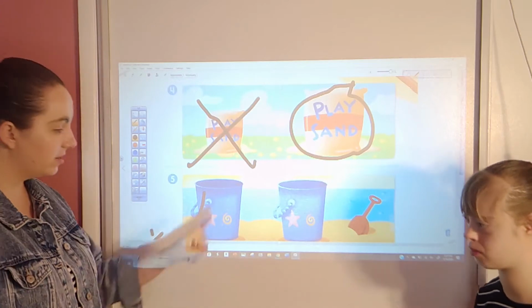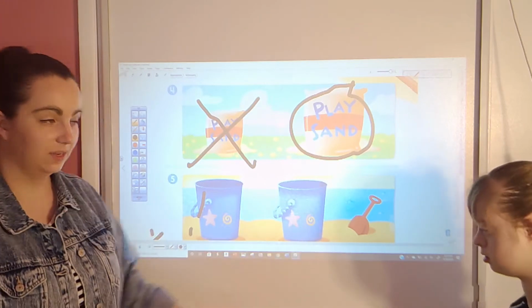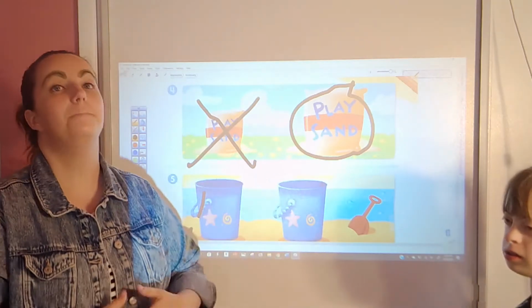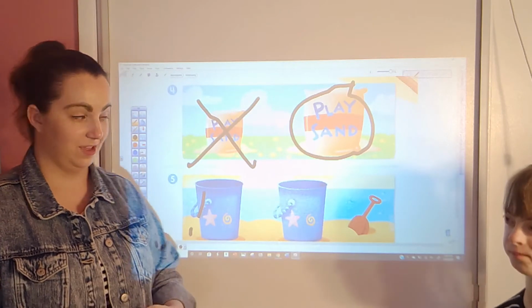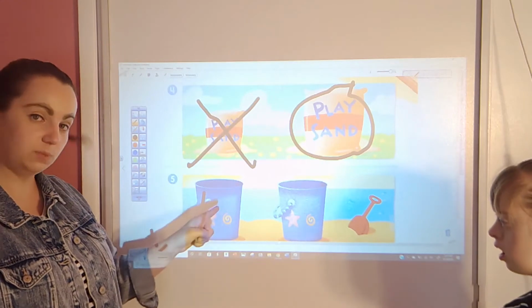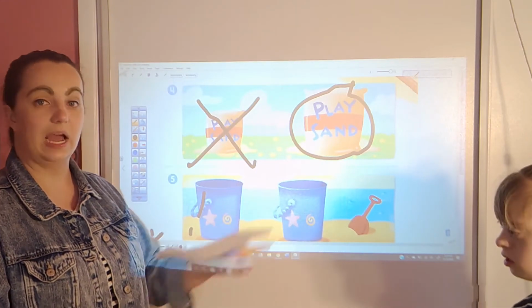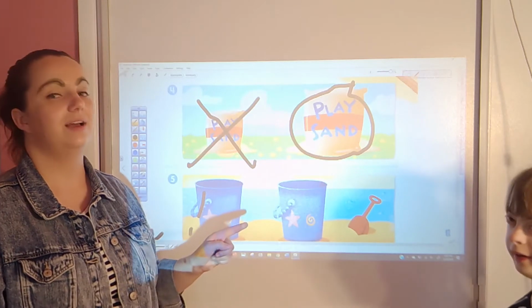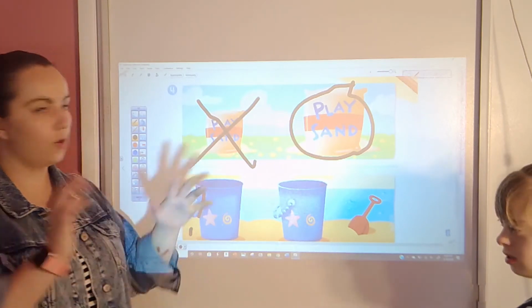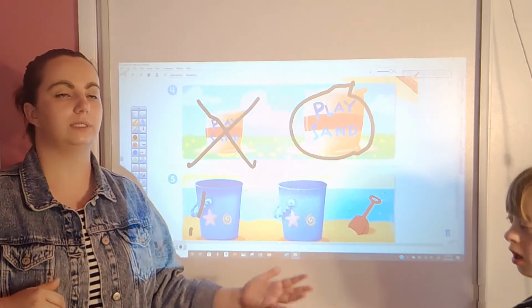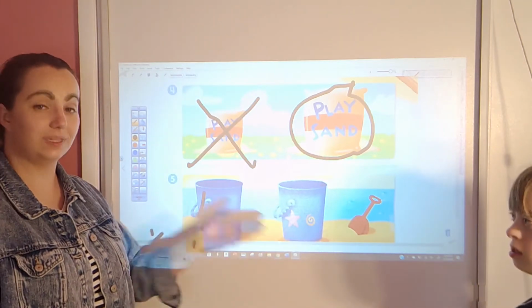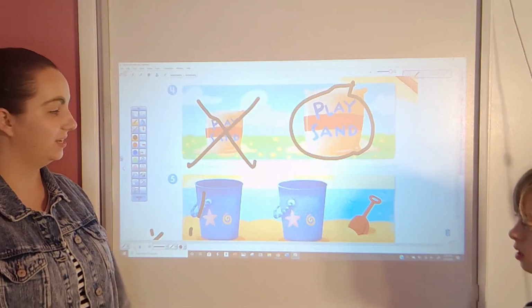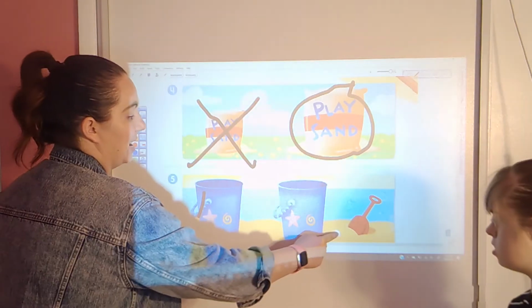Well, they're the same bucket. Okay? Same bucket, meaning they hold the same amount of sand. You could put the same amount of sand in this bucket as you could in this one. They're identical. They're the same. Since they're the same, we don't have to worry about holds more, holds less. They hold the same amount. So all we do is underline them to show they hold the same amount.